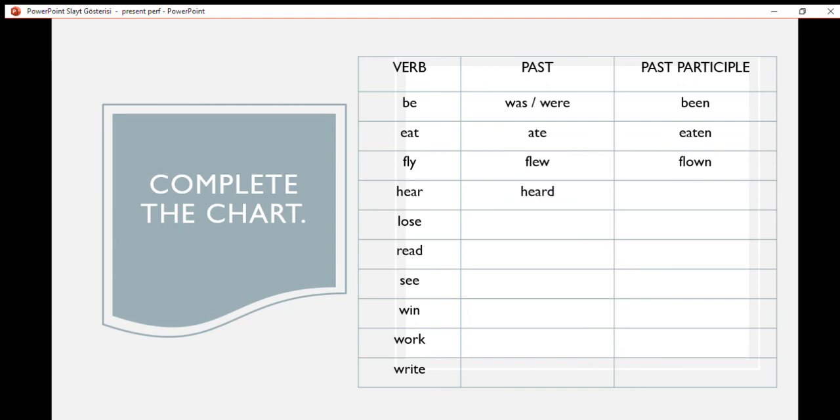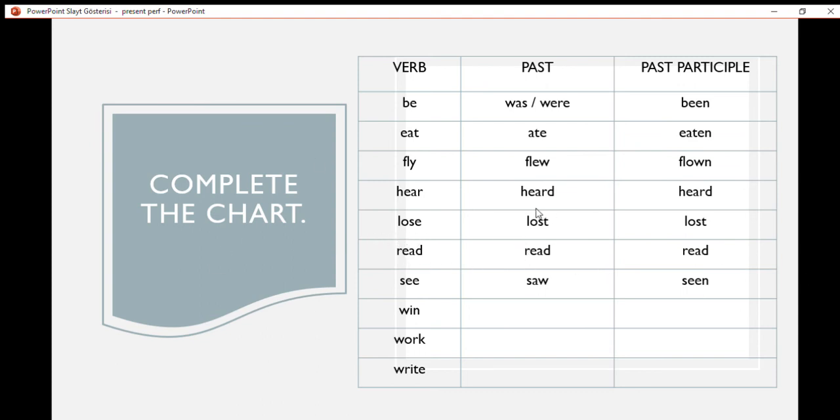Hear, heard, heard. Lose, lost, lost. Read, read, read. See, saw, saw. Sorry, seen. Oh, my bad. See. And also, I was thinking about this. That's why I made a mistake.